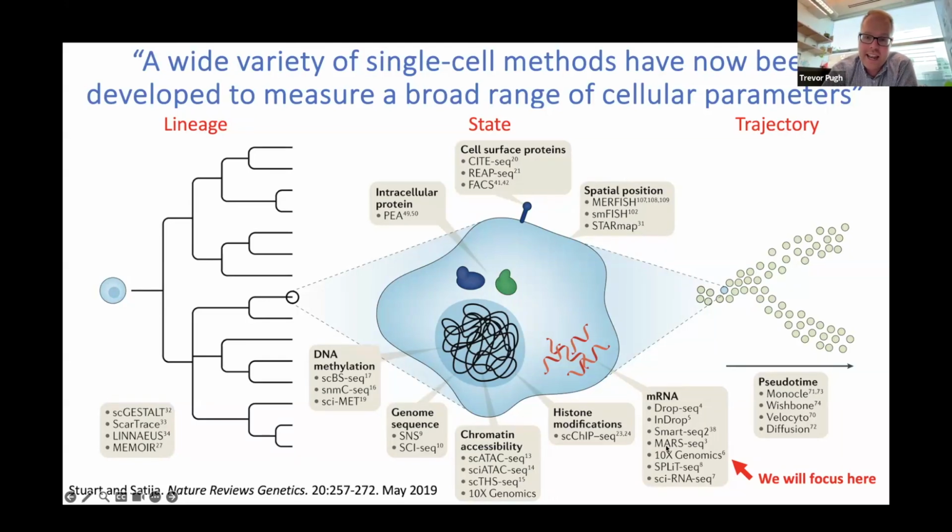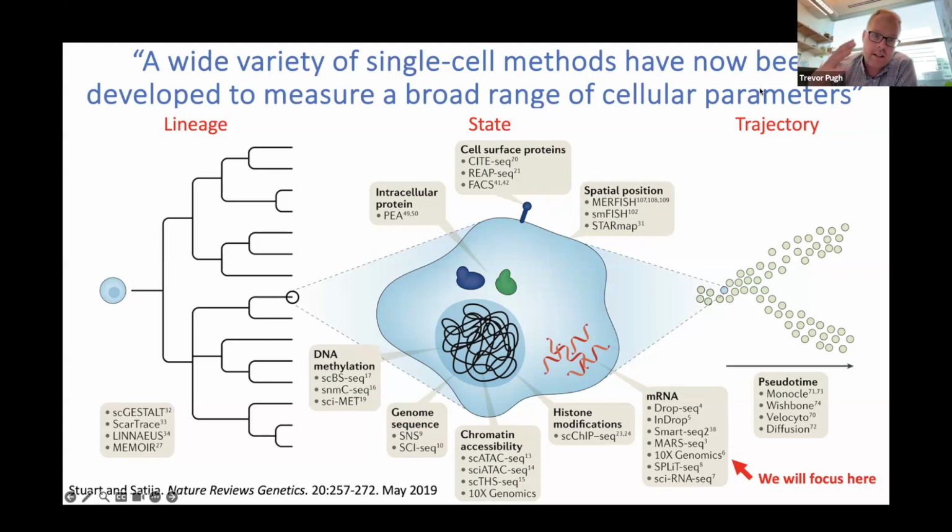You can look at the DNA, you can look at the RNA, you can do ChIP at the single cell level. We're going to focus on this one little box here. We're going to focus on RNA sequencing, but just know there's a whole world of single cell measurements that you can use to validate or to integrate with your RNA sequencing data.